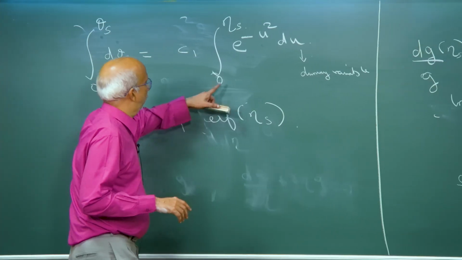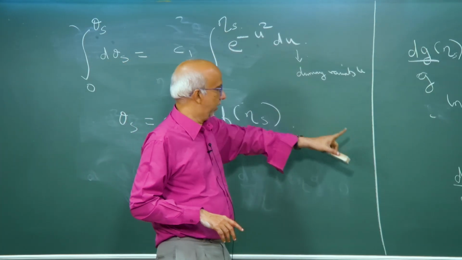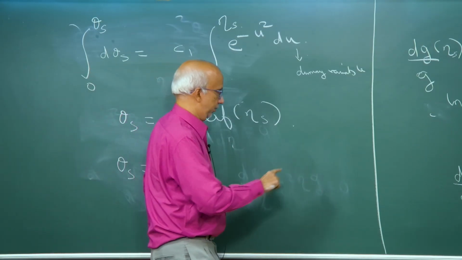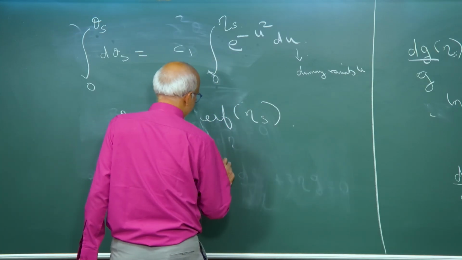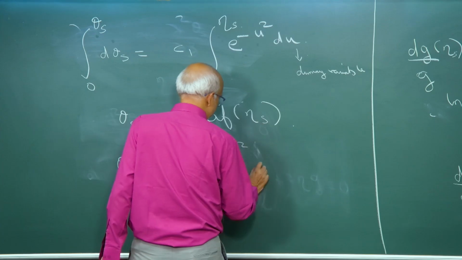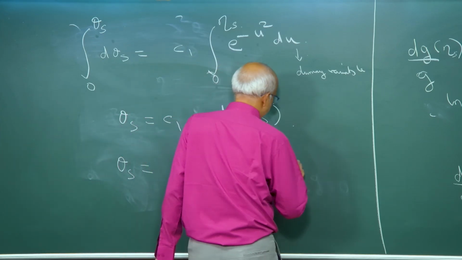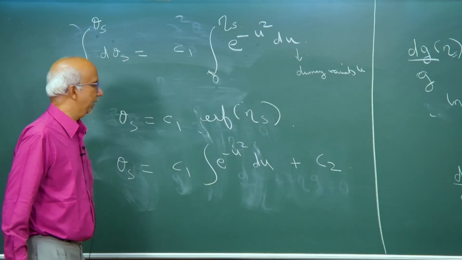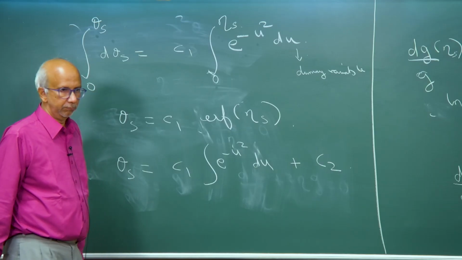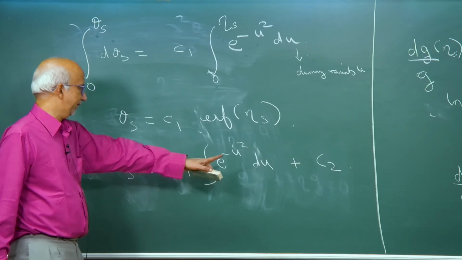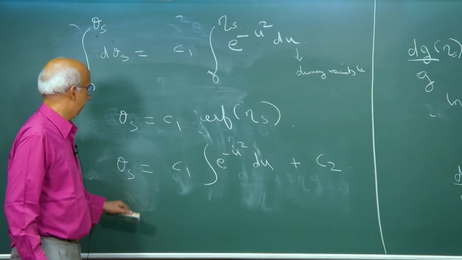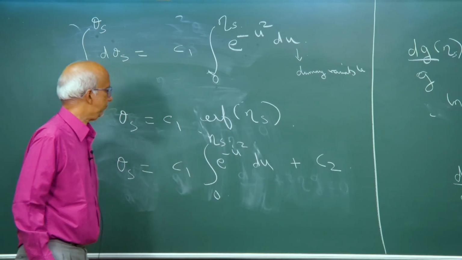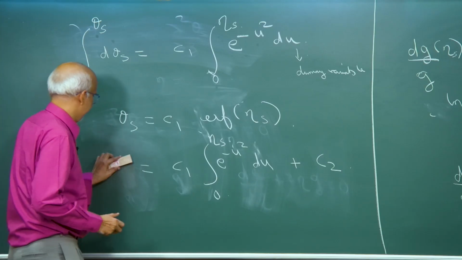If you do not want to do a definite integral between limits, you can just integrate without limits. Then you will get theta s equal to C1 integral e power minus u squared du plus C2, an arbitrary constant that will come. And now, how do you find that arbitrary constant? You put the integral going from 0 to, let us say, eta s, because I want theta s to be a function of eta s.